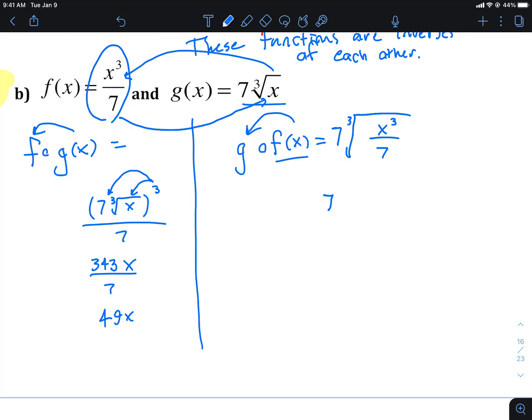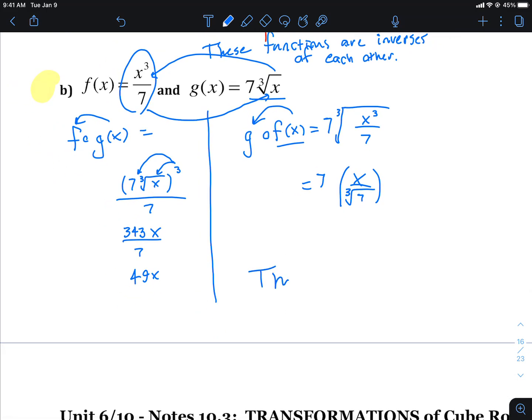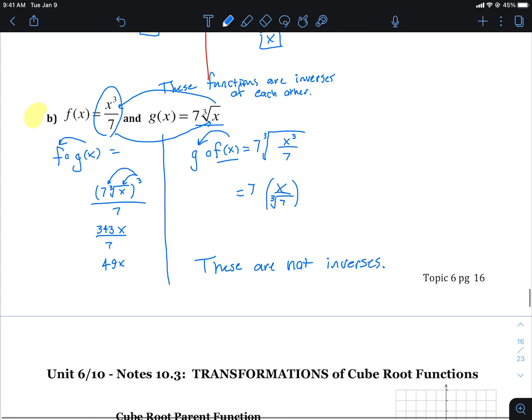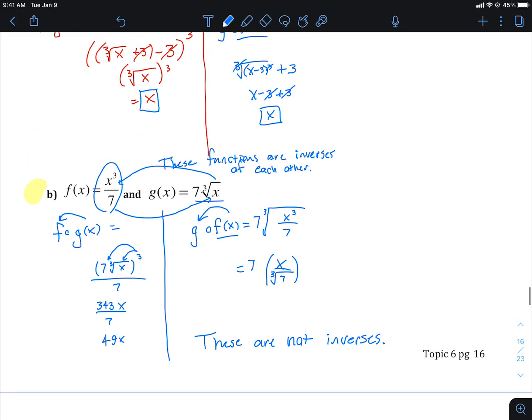So this would get us 7 times the fraction x over cube root of 7. And I know that 7 and cube root of 7 will not actually cancel, so this one would not come out to x. I'd pretty much stop right there. And then you can say these are not inverses. And that's going to be that little piece right there. So those are a couple of different things.